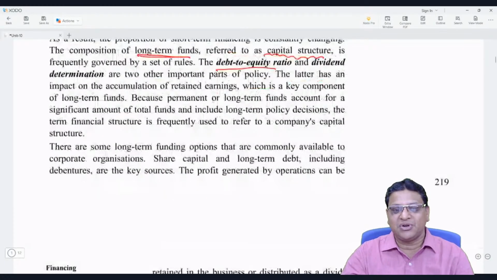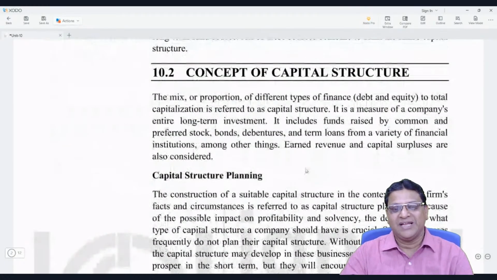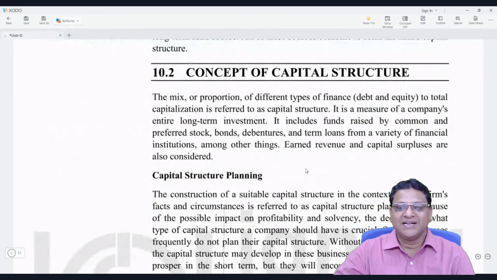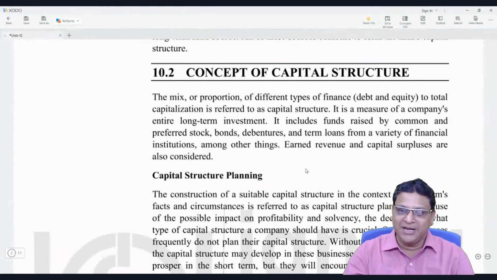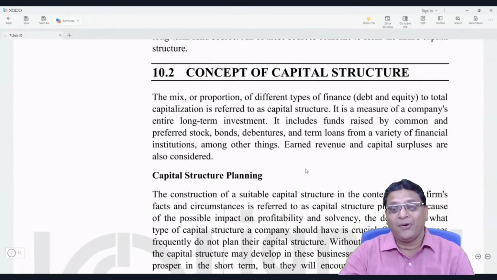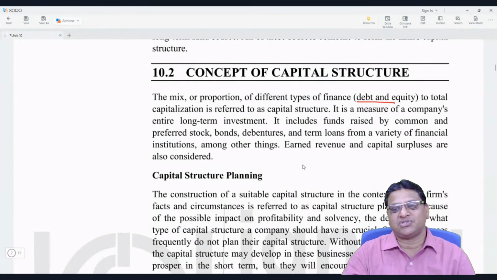So, what is capital structure? We have already discussed. It's the combination of debt and equity. It's the mix of debt and equity. It's the mixture of own capital and loan capital. In a business, how much own capital we will use and how much loan capital we will use, or we will use totally own capital or totally loan capital, or a mixture of both. That decision is discussed under capital structure. Hence, the mix or proportion of different types of finance, that is debt and equity, is known as capital structure.